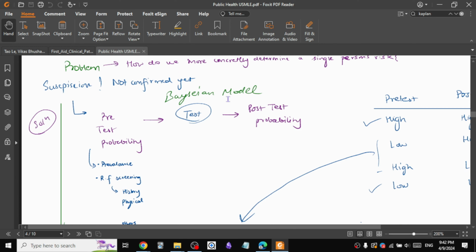And what is this actually called? This is Bayesian thinking, or the Bayesian model, because I'm readjusting my probabilities based on new evidence that has come in. What is the new evidence? That is my testing. And what is the probability that I'm changing? It is my pre-test to post-test probability.